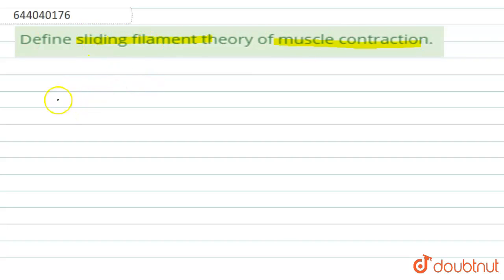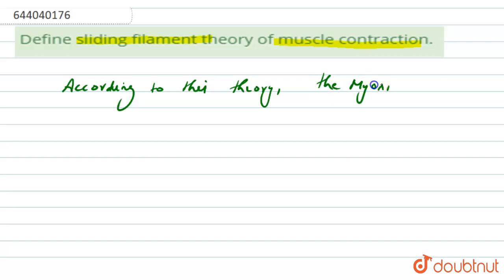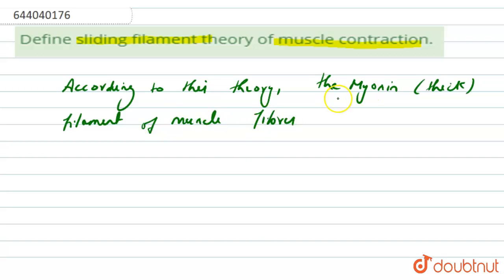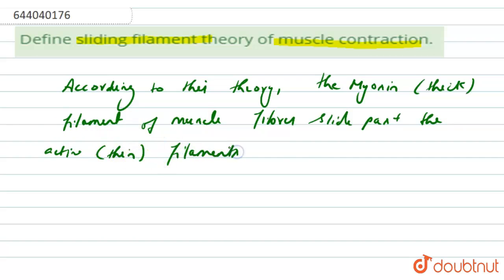The question says: define sliding filament theory of muscle contraction. The correct answer is that according to this theory, the myosin, which is a thick filament, of muscle fibers slide past the actin, which is a thin filament, during muscle contraction.